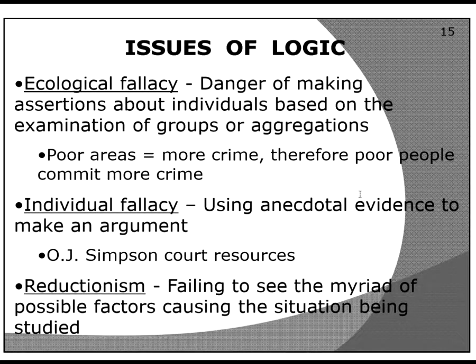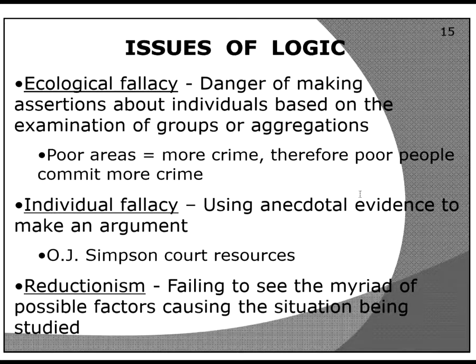The ecological fallacy is talking about applying things across different levels. So you don't want to make assertions about individuals based on the examinations of groups or aggregates. If we conduct an analysis that compares things across states, we don't want to then try to apply those results to the individuals within that state, because that's the definition of the ecological fallacy. We're looking at poor areas and poor people are two different things as well. Individual fallacy, the O.J. Simpson case might be a good example of that.